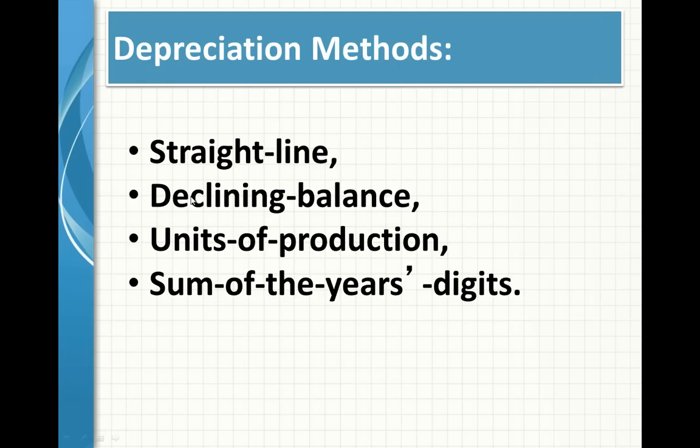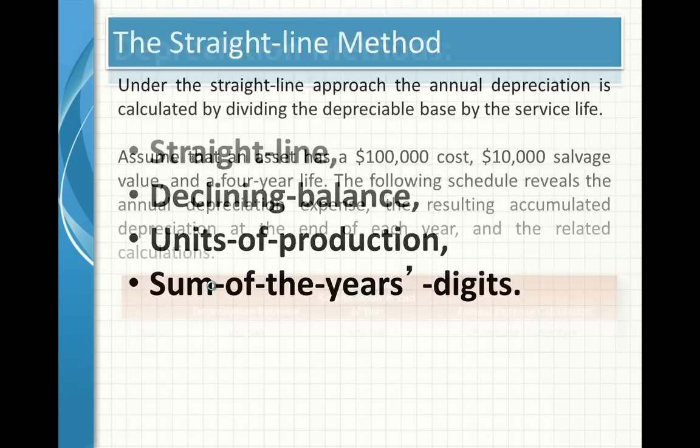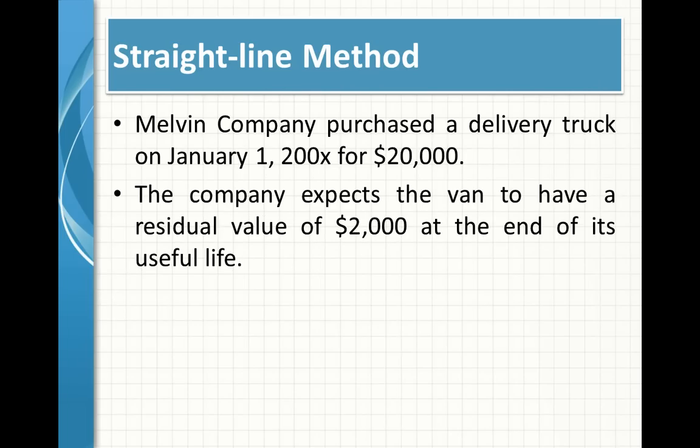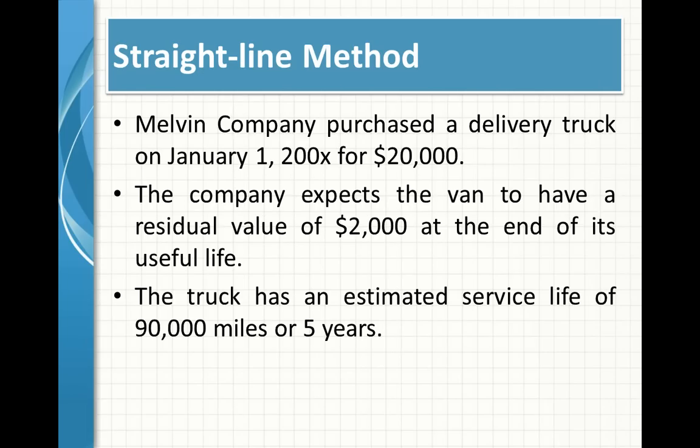Depreciation methods we discussed: straight line, declining balance, units of production, and sum of the years' digits. In the straight line method, the depreciation will be the same every year. What is the annual depreciation? 3,600.